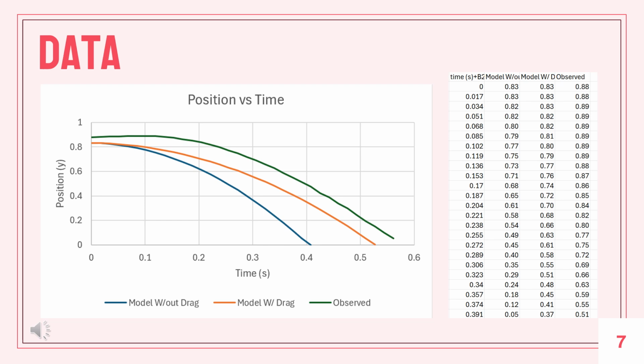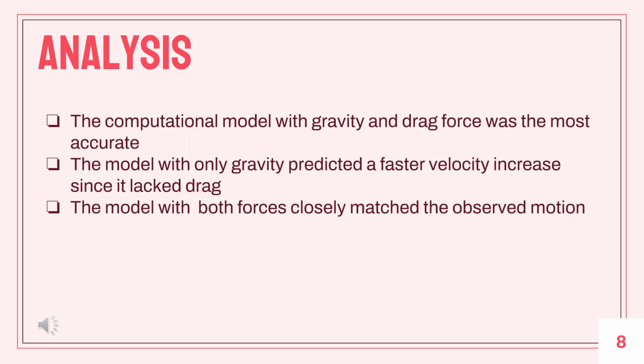For the data, I included a graph, and I included a part of the data. In the analysis, I concluded that the computational model with gravity and drag force was the most accurate. The model with only gravity predicted a much faster velocity increase since it lacked drag. The model with both forces closely matched the observed motion in the tracker.